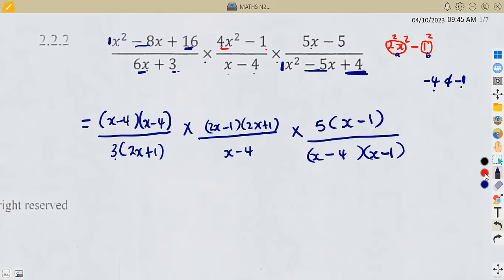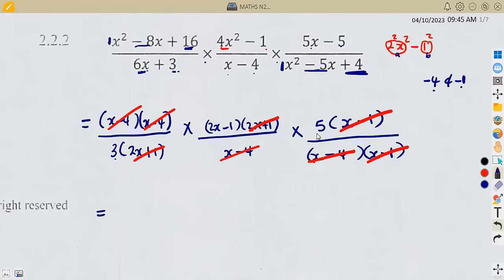All right. So since it's under multiplication, that means we can cancel whatever part is applicable. Like x minus 4 in the denominator, I've got x minus 4 in the numerator. I've got 2x plus 1 here, I've got 2x plus 1 here. I've got x minus 1, I've got x minus 1. Do we have any part here? We no longer have anything.